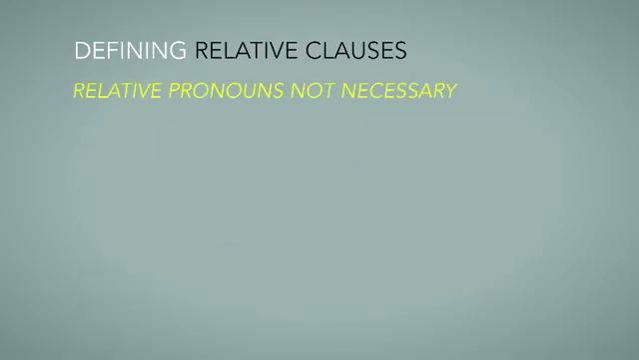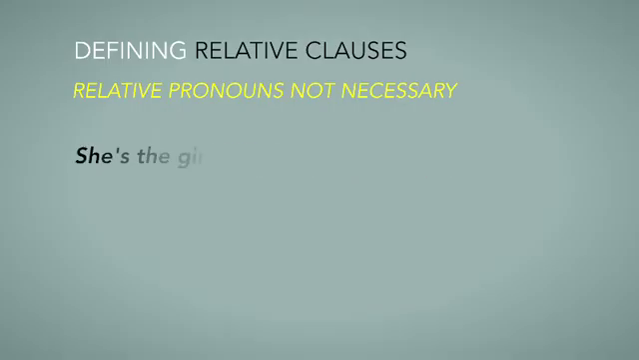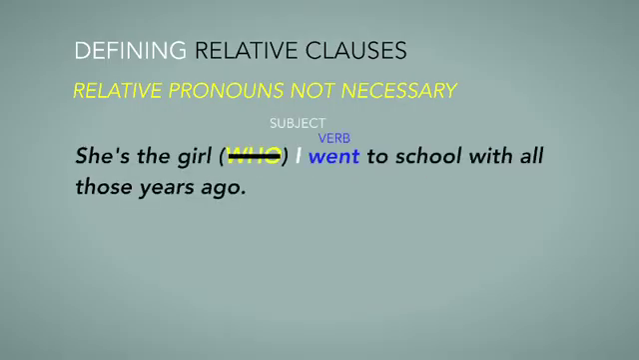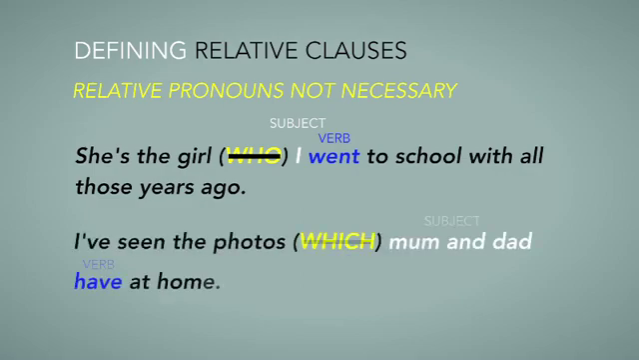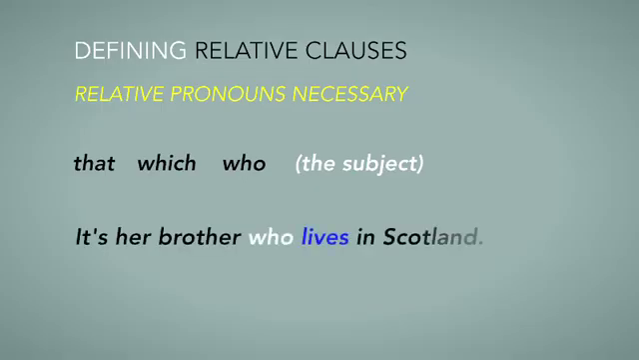You can leave out the relative pronouns that, which, or who when they are not the subject of the verb in the relative clause. She's the girl I went to school with all those years ago. I've seen the photos Mum and Dad have at home. However, when the relative pronoun is the subject of the verb in the relative clause, you cannot leave it out. It's her brother who lives in Scotland.